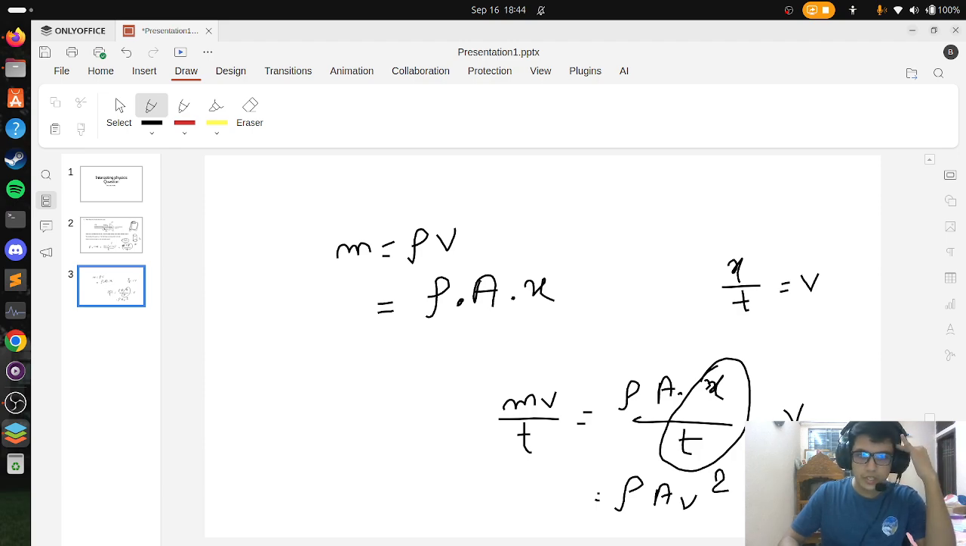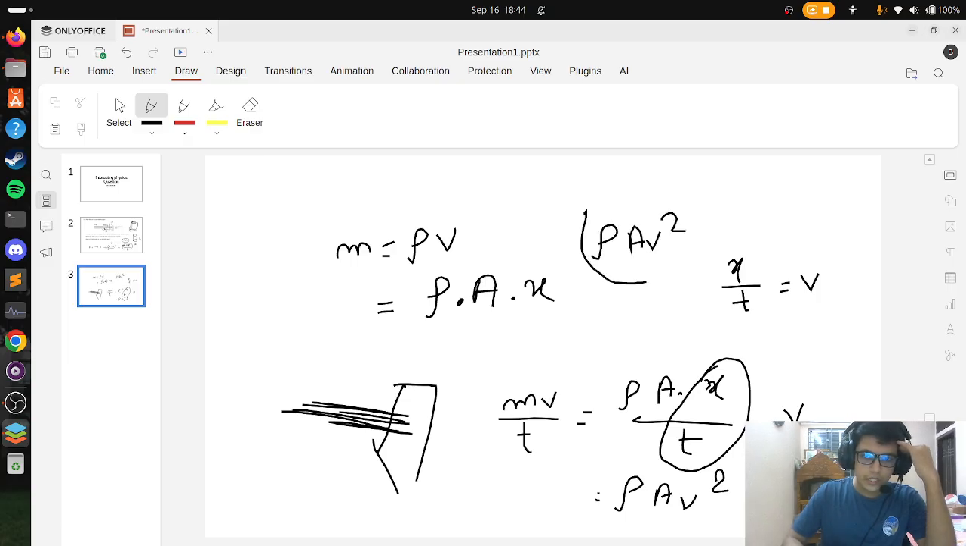Simple as that. Whenever we encounter problems with fluid or any amount of material hitting something, the basic thing will be rho v squared. It can be applied to many problems. I will apply it to many problems too.